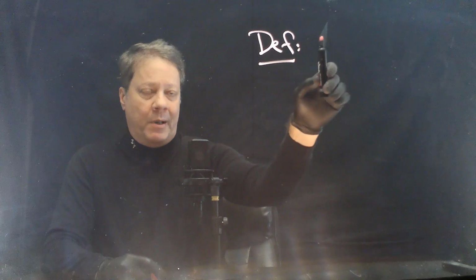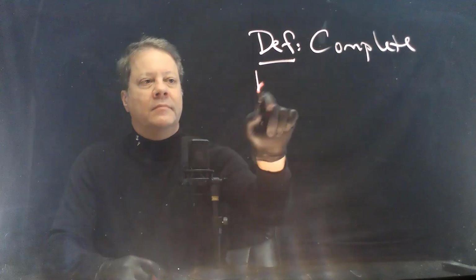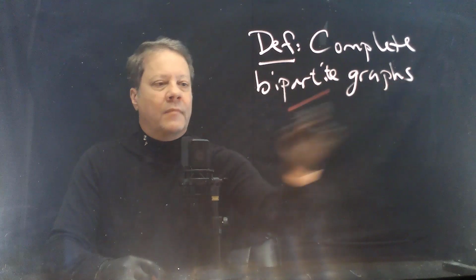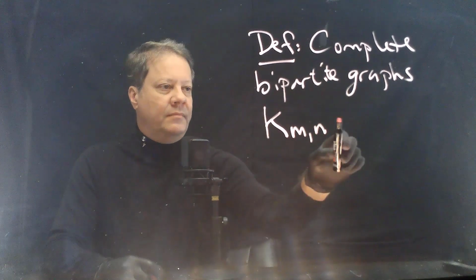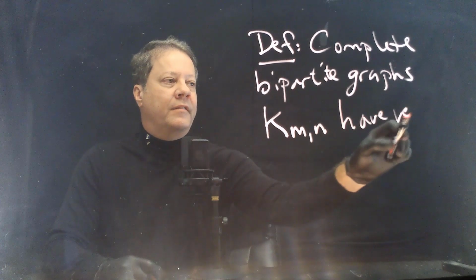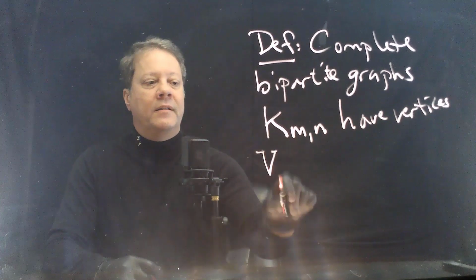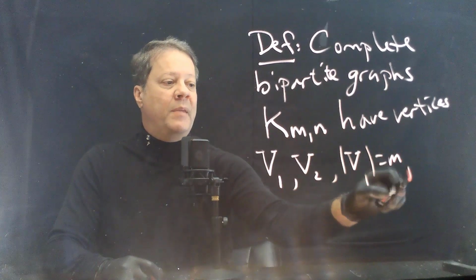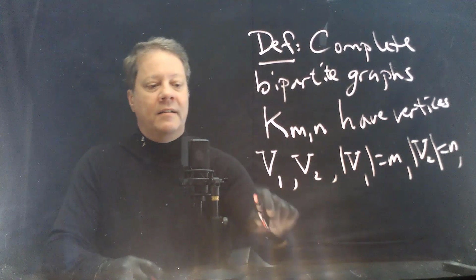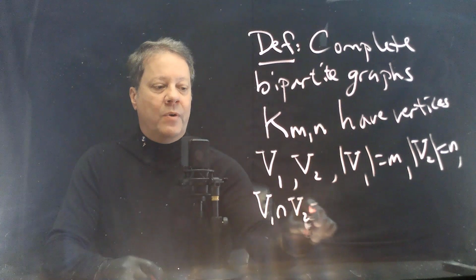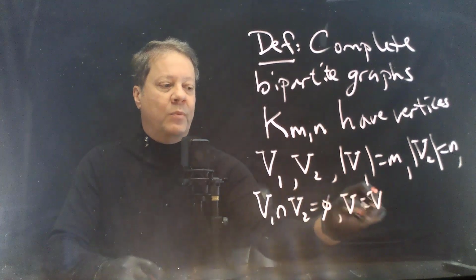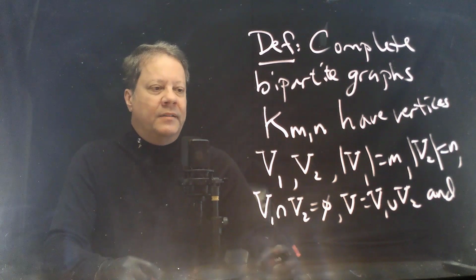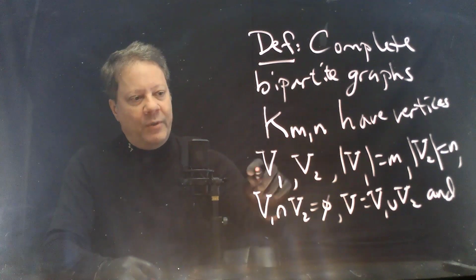Complete bipartite graphs, which are going to be denoted by K_{M,N}, have vertices V1 and V2, where the order of V1 is M, the order of V2 is N. V1 intersect V2 is of course empty, and all vertices are the union, V1 union V2. And what makes it complete? There will be an edge between each point in V1 and each point in V2.